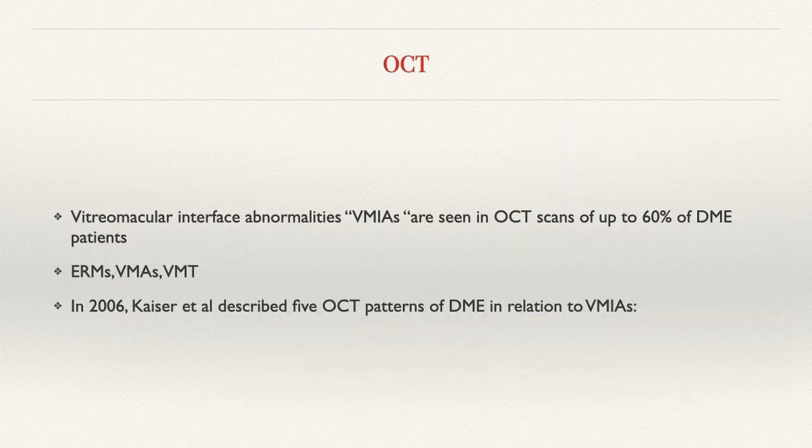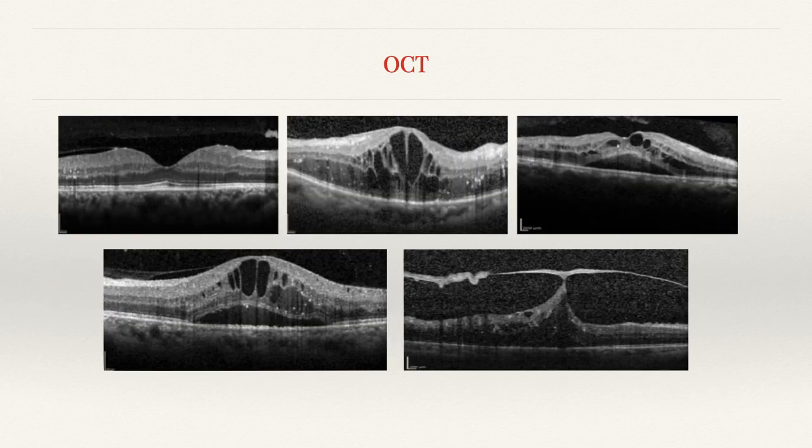In 2006, Kaiser et al. described 5 OCT patterns of diabetic macular edema in relation to vitreomacular interface abnormalities. Vitreomacular interface abnormalities are seen in OCT scans of up to 60% of diabetic macular edema patients. They include presence of epiretinal membranes, vitreomacular adhesions, and vitreomacular tractions. Identification of such patterns is very important as it may affect the patient's response to treatment and the selection of the appropriate treatment plan.